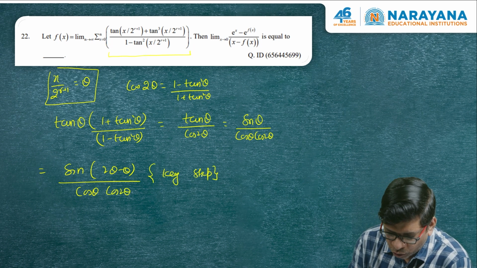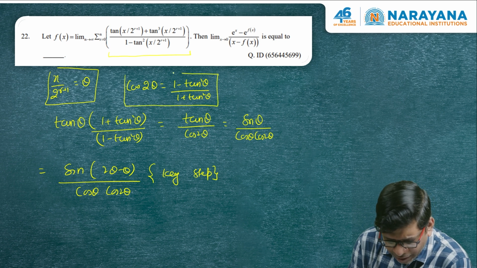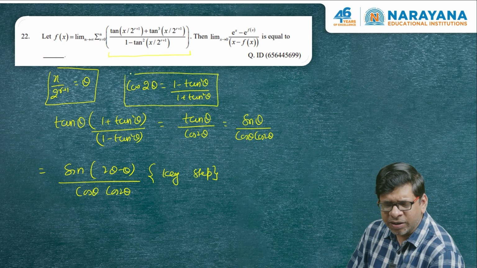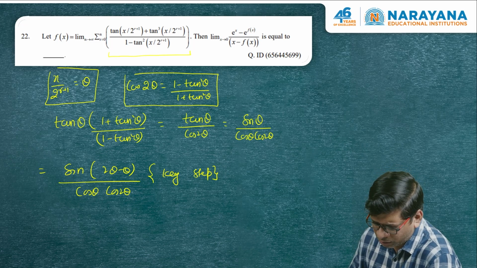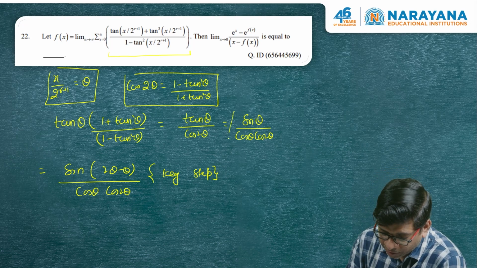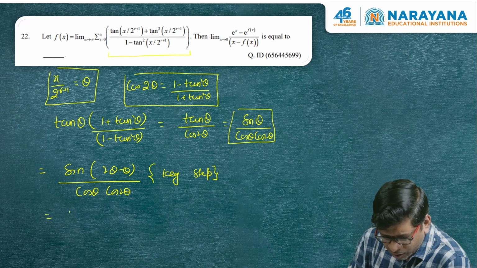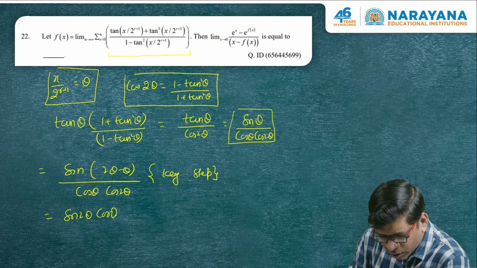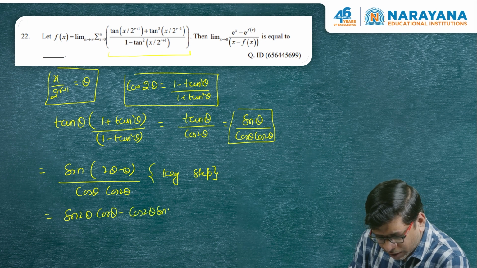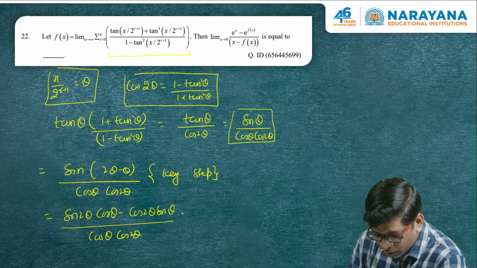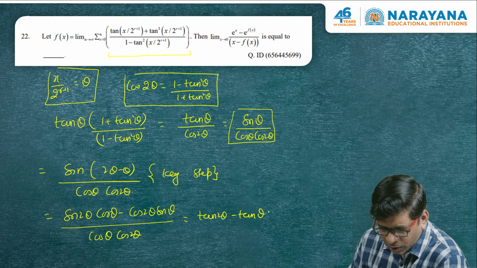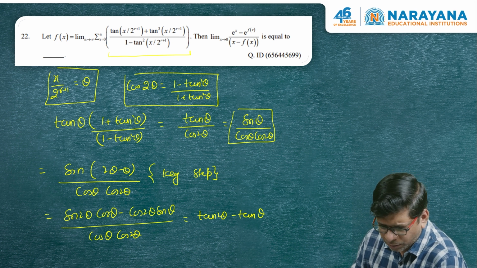There are many students who know this formula and substitute it, because it can easily be seen here that they are talking about 1 minus tan square by 1 plus tan square. But how to proceed after this? Writing theta as 2 theta minus theta, this becomes sin 2 theta cos theta minus cos 2 theta sin theta divided by cos theta cos 2 theta. Separate, tan 2 theta minus tan theta, where you know the value of theta.